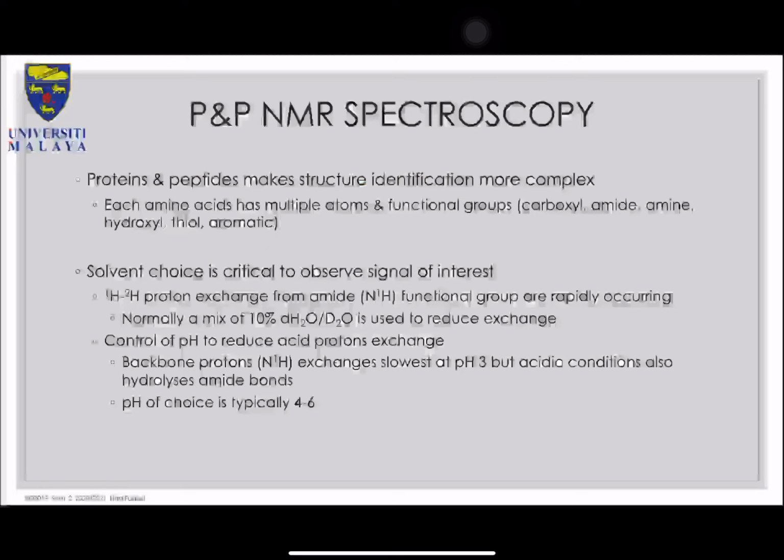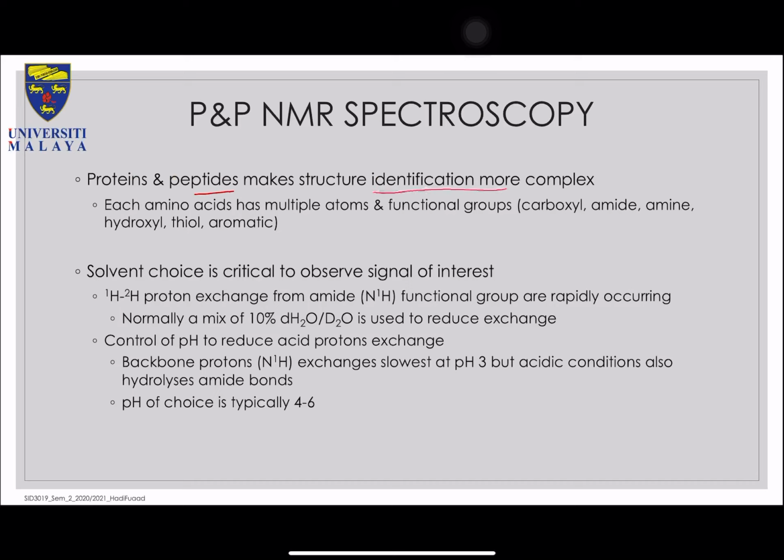And finally, just look very briefly at protein and peptide mass spectroscopy. Proteins and peptides make structure identification more complex, as I mentioned. Each amino acid has its own multiple atoms and functional groups. Just by looking at functional groups, you have carboxyl, amide, amine, hydroxyl, thiol group, and aromatic group. The basic ones are those three, the N-terminal and C-terminal, and the rest are from the R groups.